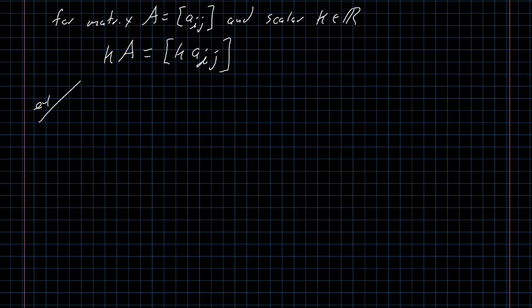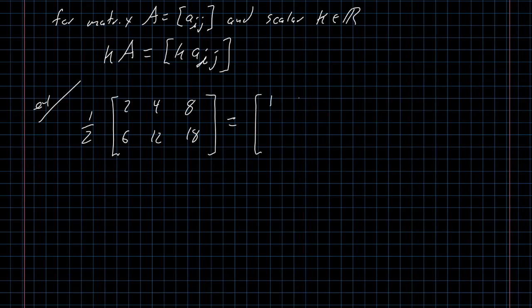Right, so if I want to multiply, say, 1/2 times the matrix 2, 4, 8, 6, 12, 18, I will get 1/2 times 2, which is 1, 1/2 times 4, which is 2, 1/2 times 8, which is 4, 1/2 times 6 is 3, 1/2 times 12 is 6, and 1/2 times 18 is 9. Nothing too crazy happening there, I hope.